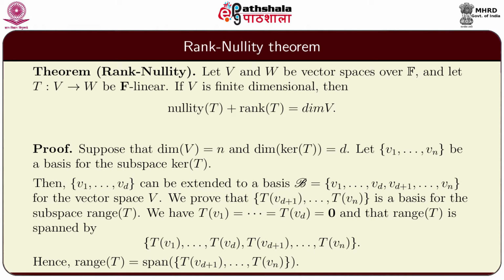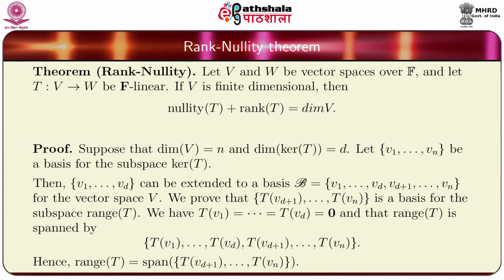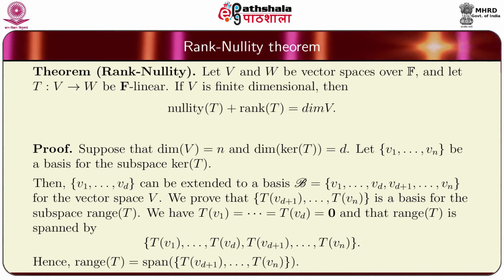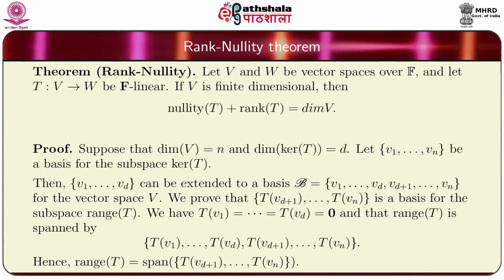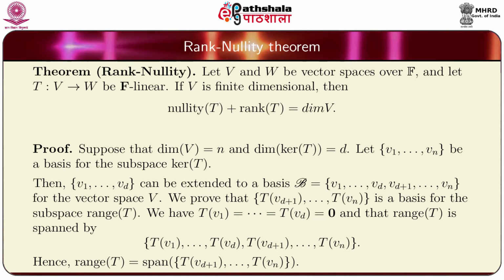If we can prove that, then we are done, because the dimension of V is n, and the nullity of T is d. So, if we can show that the rank of T is n minus d, then the rank nullity theorem is proved. Our claim says that T of v(d+1) and so on up to T of vn would be a basis for the subspace range of T, and there are precisely n minus d vectors in number.